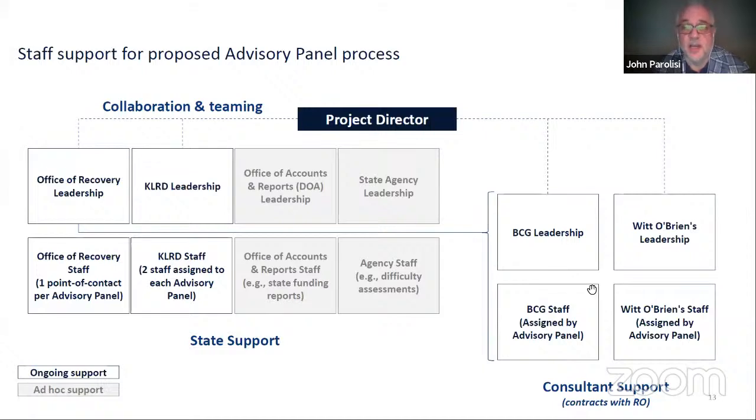So this is just in more detail, kind of what I explained before, bringing a lot of resources to bear, particularly given, once again, the fact we know this is a night job for everyone on these panels. As well as kind of the timing that we have. So, we are bringing a lot of resources in the case of KLRD and the Office of Recovery, being able to leverage them, on a part-time basis, but we will have points of contact there, and some of them full-time. But from a BCG and Whit O'Brien standpoint, having dedicated resources to be able to support this process and assist all of the panels going forward. Next slide.